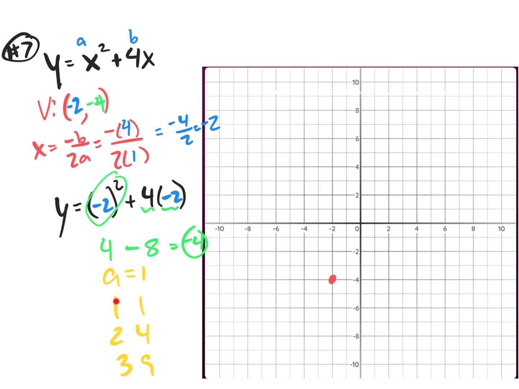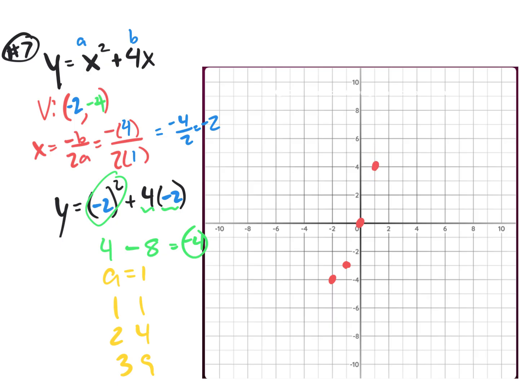So let's do the pattern 1, 1, 2, 4, 3, 9 from this vertex. So 1 to the side, 1 up. You put a dot right there. Go back to the vertex. 2 to the side, 4 up. 1, 2, 3, 4. You're at the actual origin right there. Then go back to the vertex and go 3 over 9 up. 1, 2, 3. So 4, 5, 6, 7, 8, 9. You'd be right there.